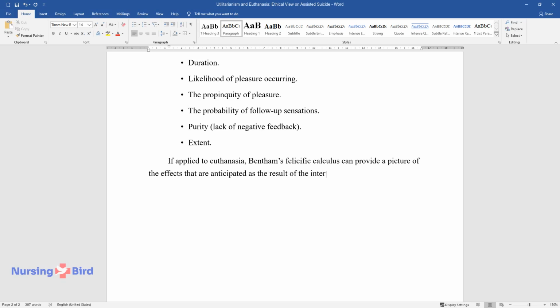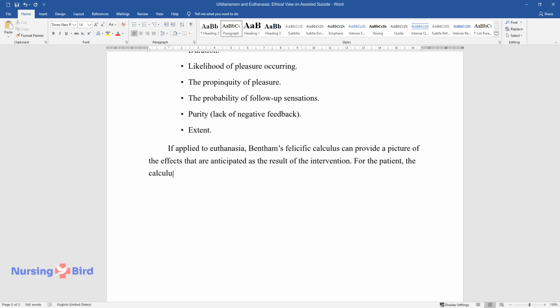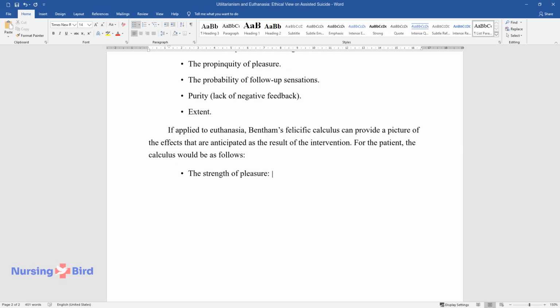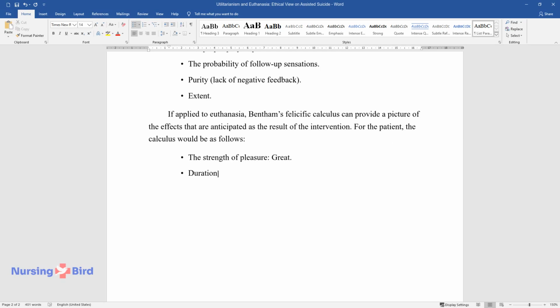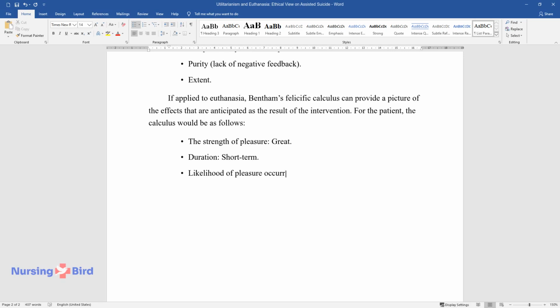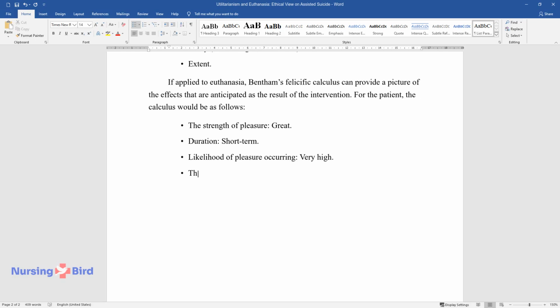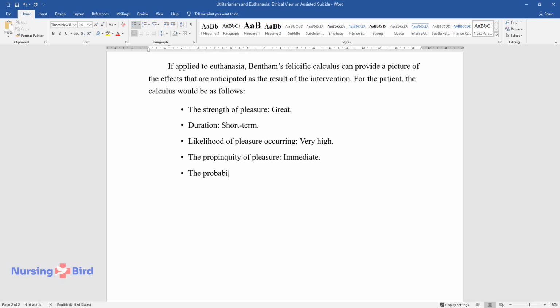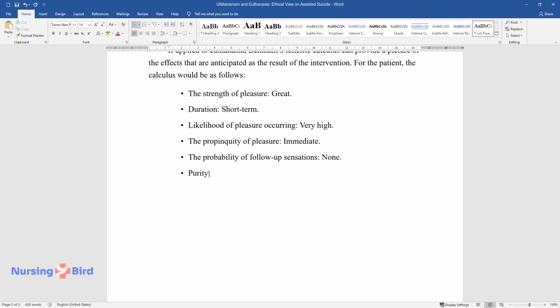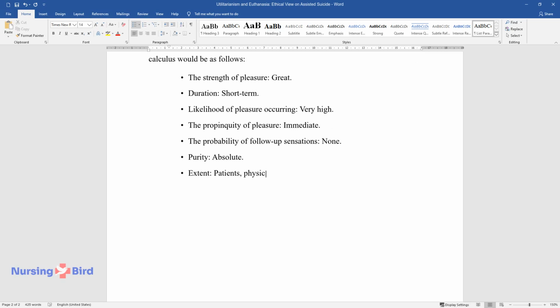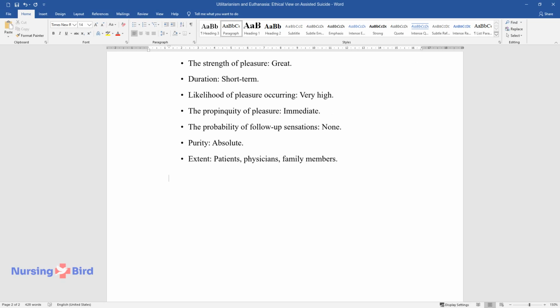If applied to euthanasia, Bentham's felicific calculus can provide a picture of the effects that are anticipated as the result of the intervention. For the patient, the calculus would be as follows: the strength of pleasure, great; duration, short-term; likelihood of pleasure occurring, very high; the propinquity of pleasure, immediate; the probability of follow-up sensations, none; purity, absolute; extent, patients, physicians, family members.